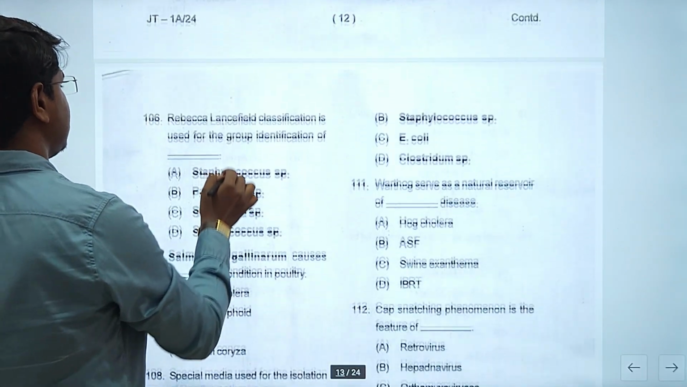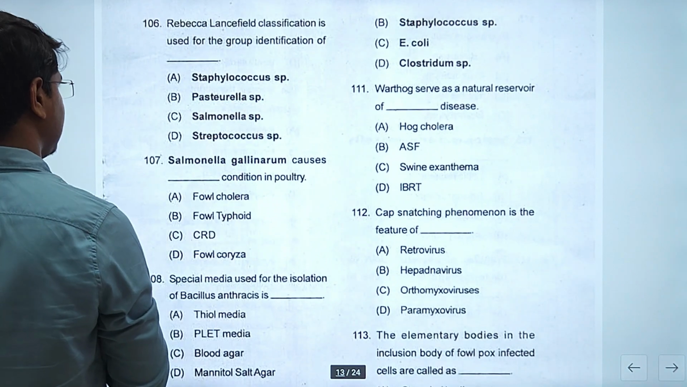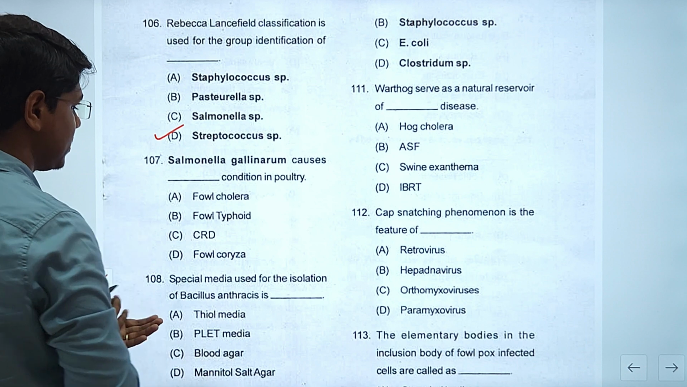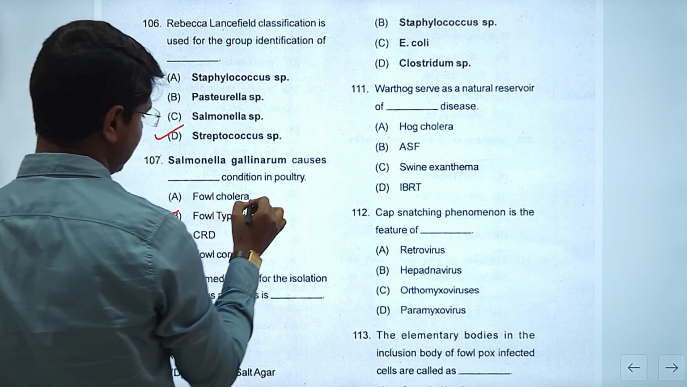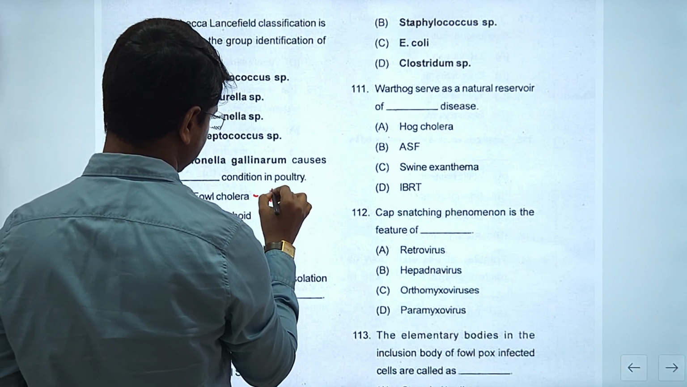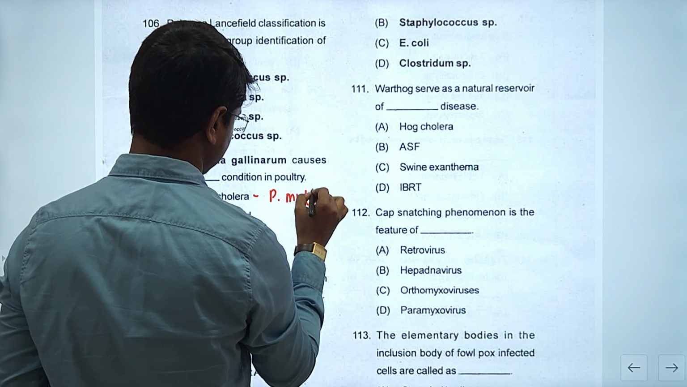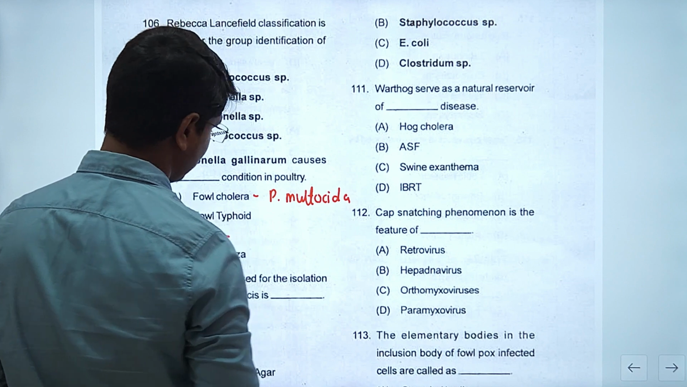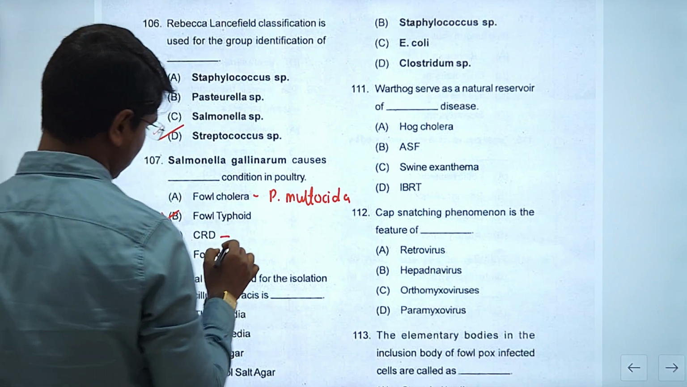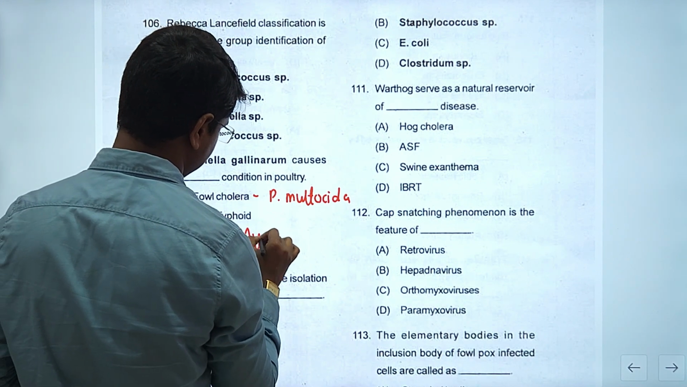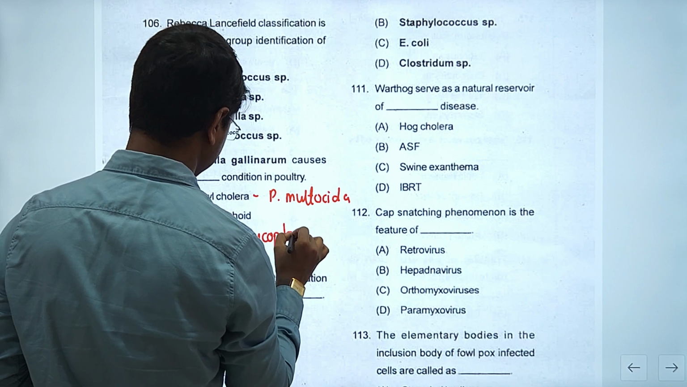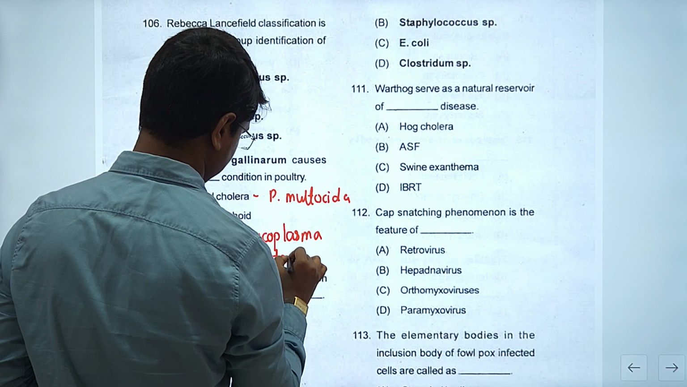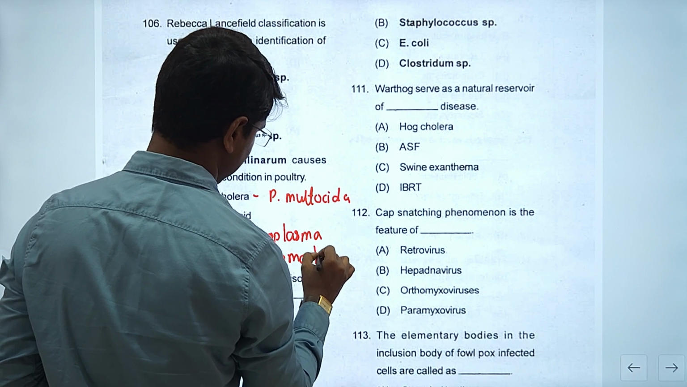Next question, 106. Rebecca Lancefield classification is used for the group identification of Streptococcus. Salmonella gallinarum causes the condition fowl typhoid. Fowl cholera is caused by Pasteurella multocida. Fowl CRD, that is chronic respiratory disease, is caused by Mycoplasma gallisepticum. Okay. Infectious coryza is caused by Haemophilus paragallinarum.